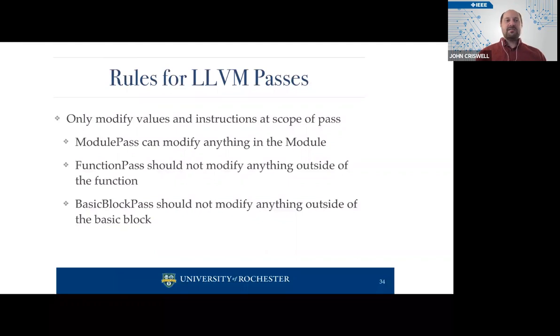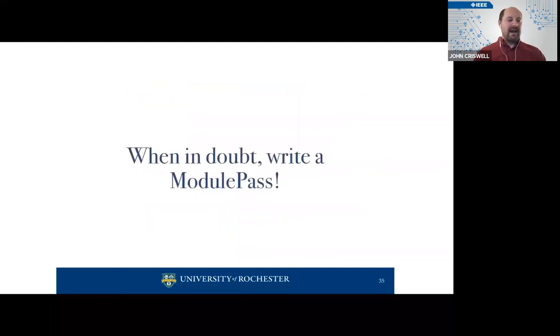And then, as you can guess, a basic block pass should not modify anything outside of a basic block. A basic block pass is given a basic block to transform, and it should not modify anything outside of that basic block. Now, my suggestion, especially when you're starting out with LLVM, is when in doubt, write a module pass. You can never go wrong writing a module pass. It may not be the most efficient thing to do, but it will always work correctly. So when in doubt, write a module pass.